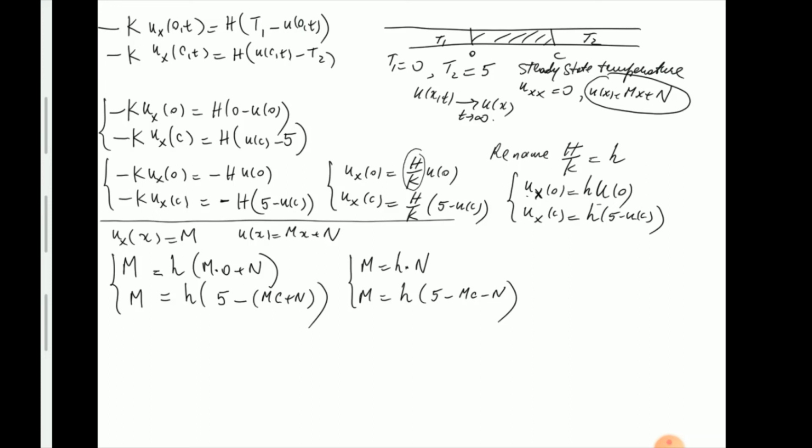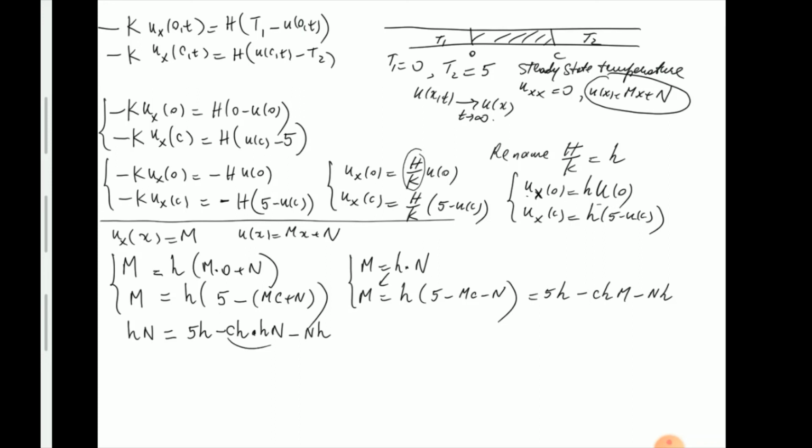So let's see what's the easiest way to go about. I mean, we can just substitute, I suppose, at this point. Yeah, let's just substitute M with hN into the second equation, and let's expand this. 5h minus chM minus Nh. So I'm going to replace M with hN. M is h big N minus Nh.